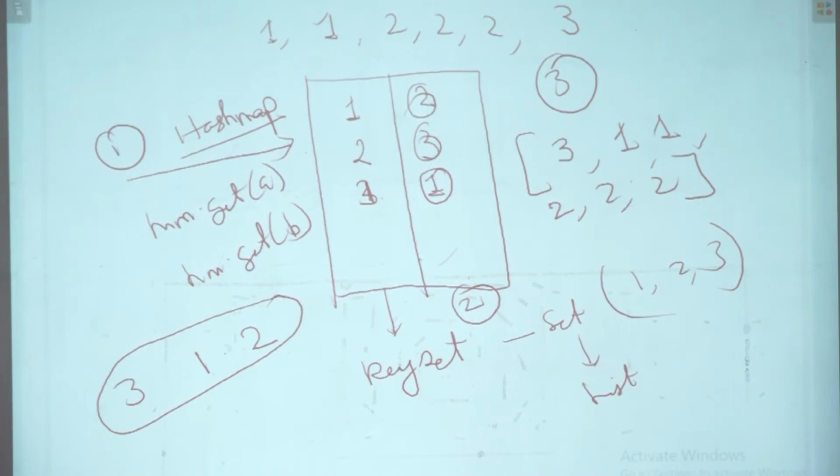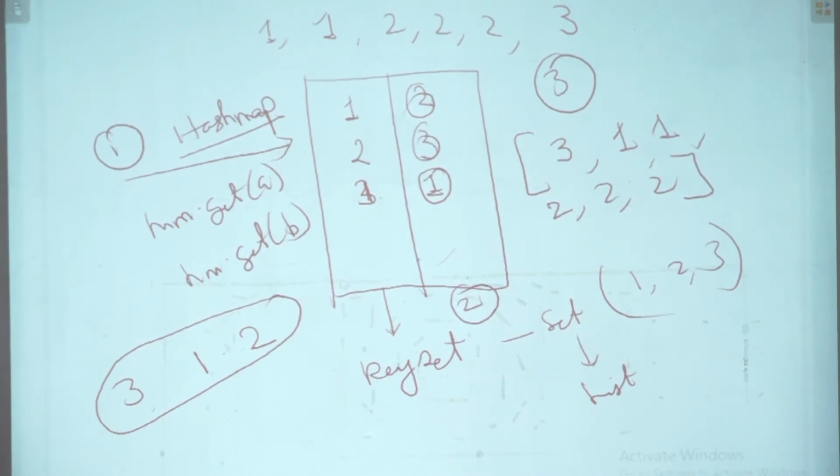If the frequencies are the same, then we order them based on descending order of their values. So B minus A. You do B minus A if the frequencies happen to be the same. Get A, get B. If they happen to be the same, then you order them on B minus A. And then go to the table, retrieve the values and do it.